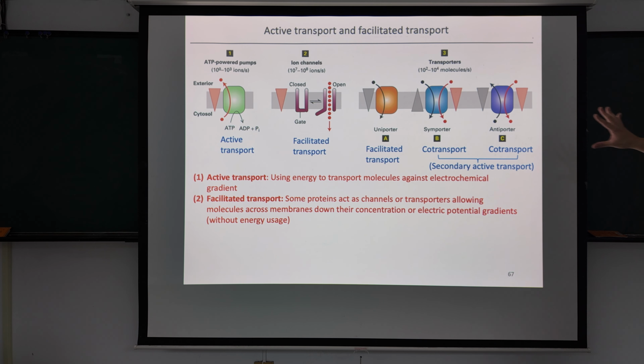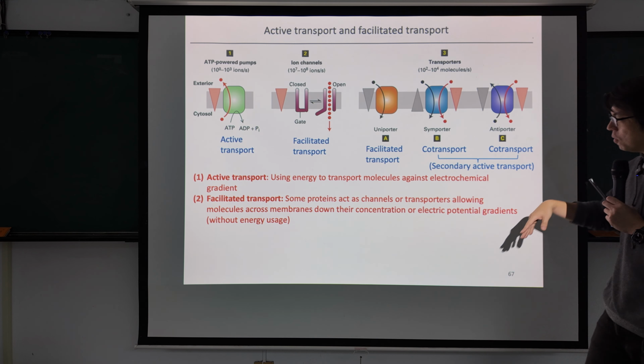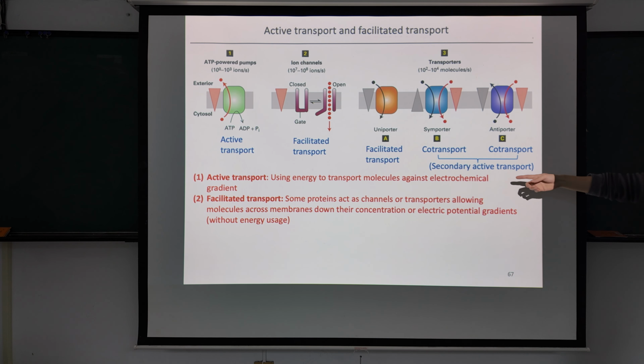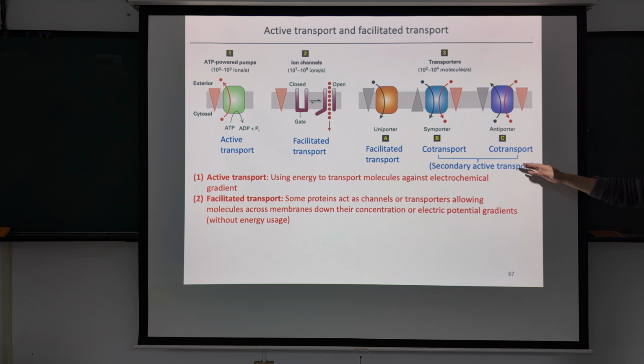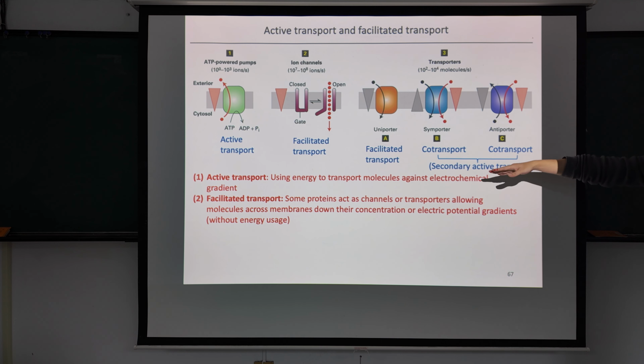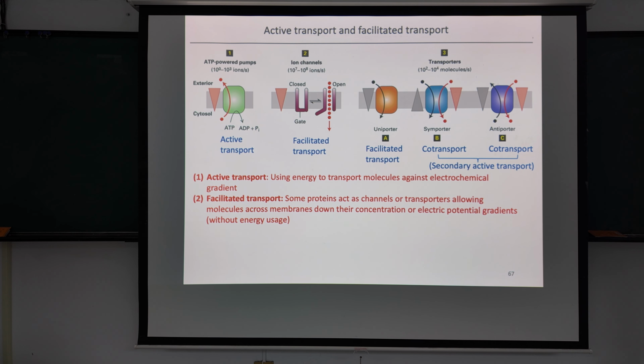But you need to distinguish this part and this part. Some textbooks call it secondary active transport. It's kind of boring, but just the definition: secondary active transport. But for these two, they don't need energy, so those are not active transport. But they do provide some help for the transport, so we call that facilitated transport. It just provides an easy way for molecules to transport, following their electrochemical gradient.